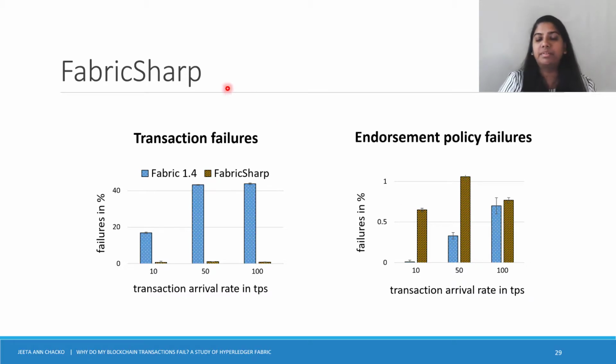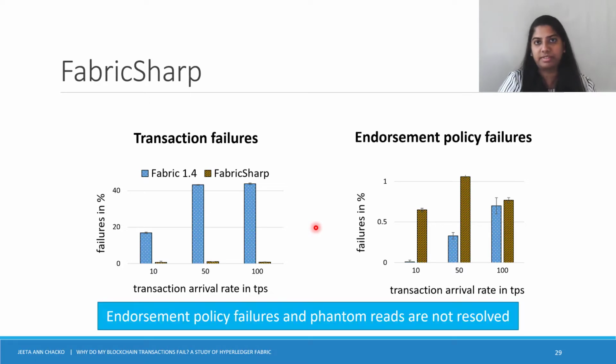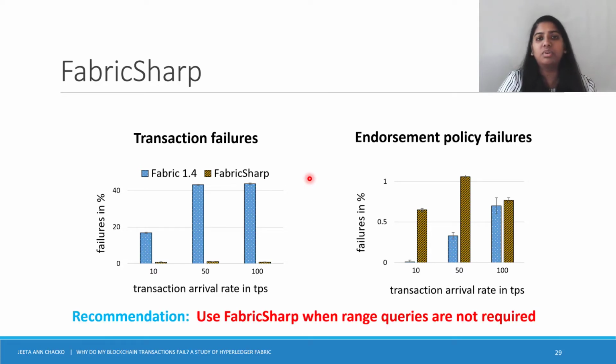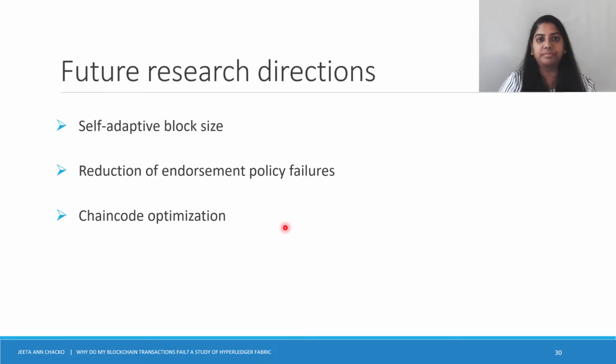Further, Fabric Sharp does not support range queries, so they cannot resolve phantom read conflicts. So endorsement policy failures and phantom read conflicts are not considered by Fabric Sharp. So our recommendation is to use Fabric Sharp when we do not require range queries or convert range queries to reads.